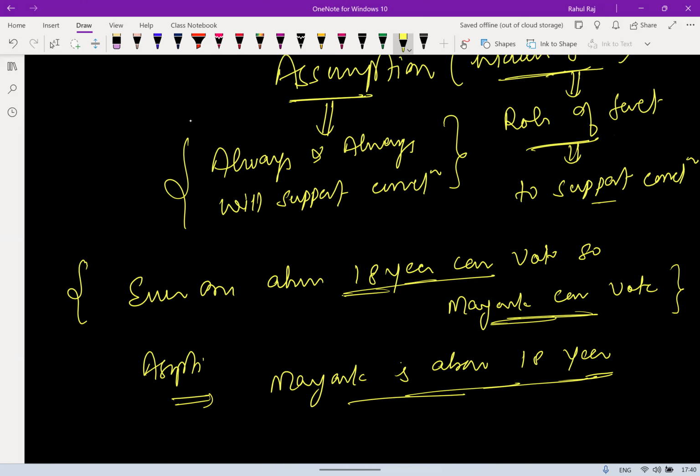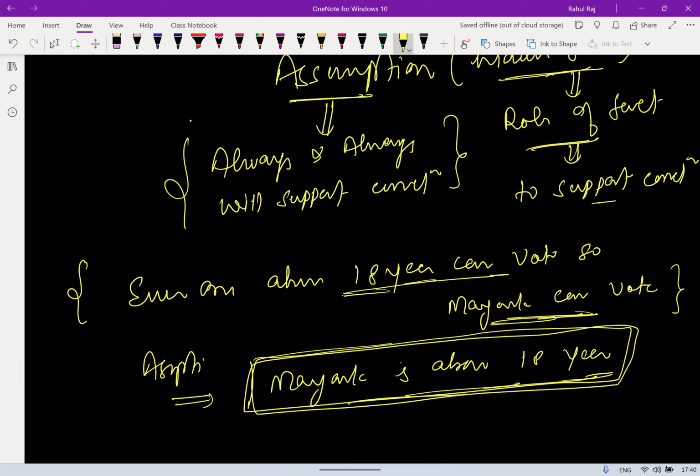So when I say everyone above 18 years can vote, so Mank can vote, my normal assumption here is Mank is above 18 years. That's it. And these assumptions need not be written in this argument. It is implicitly understood. Assumptions by default mean something that is not stated in the argument, something which is taken by default. Am I right? Is that very clear? Yes or no?